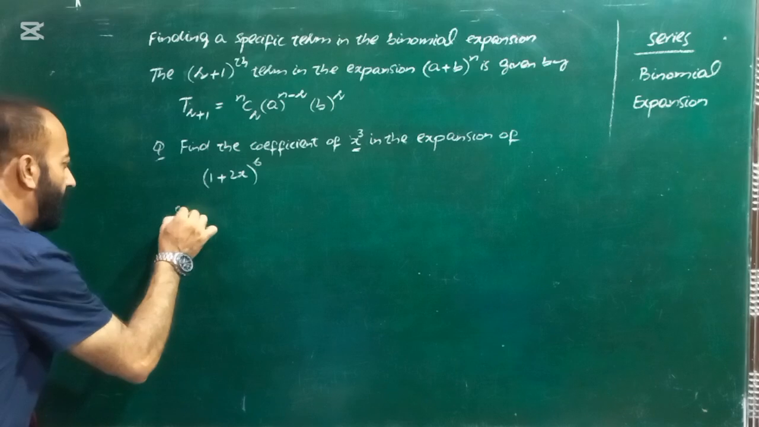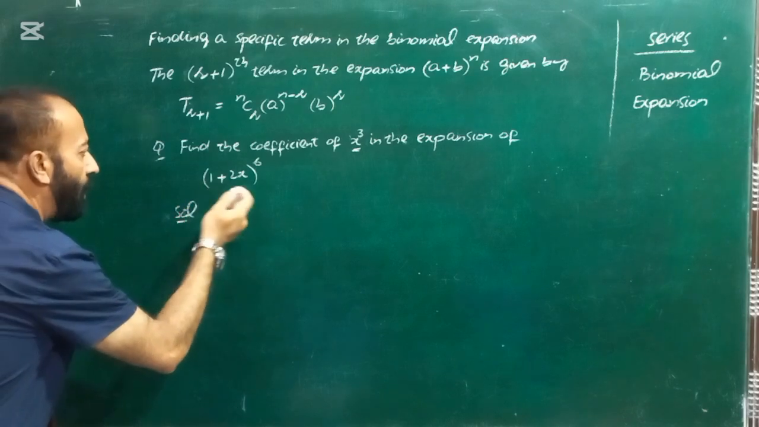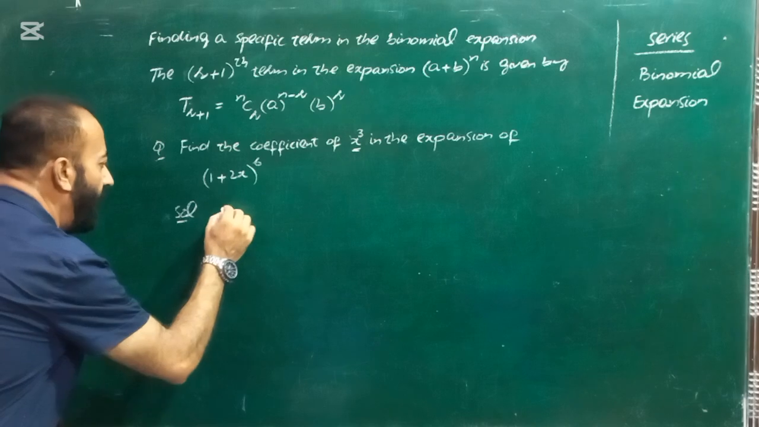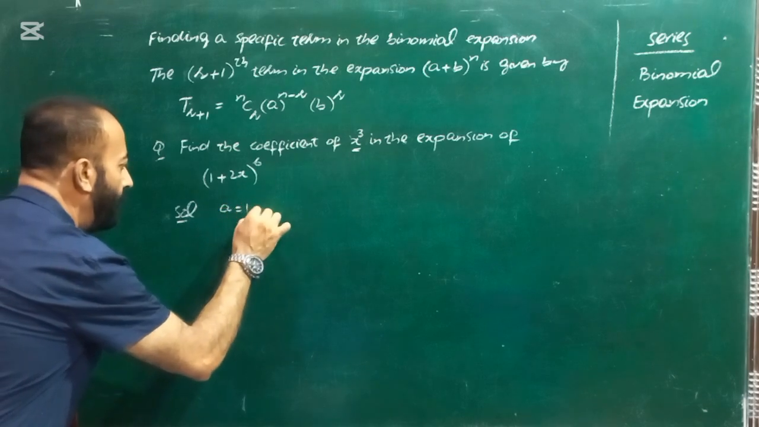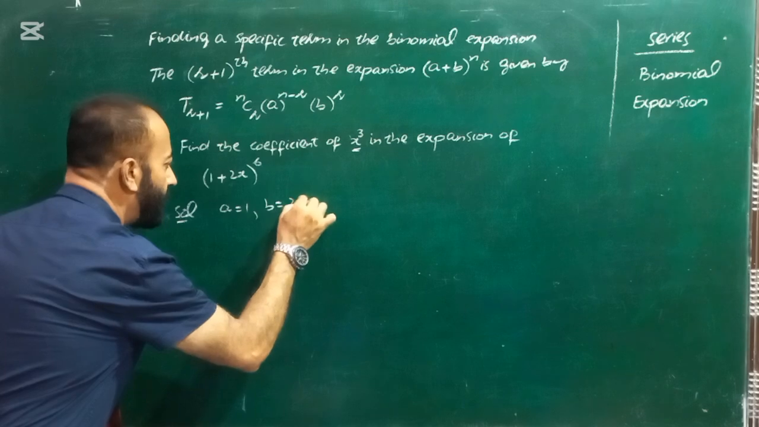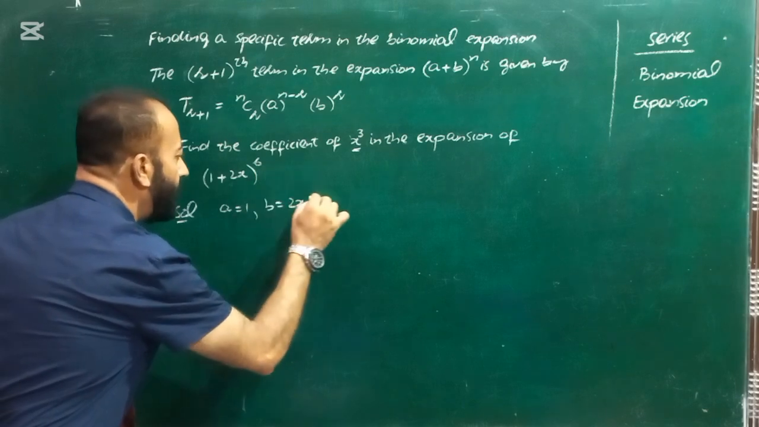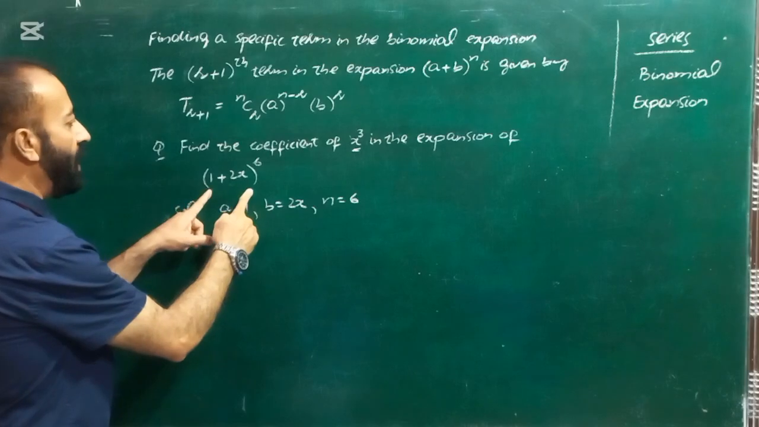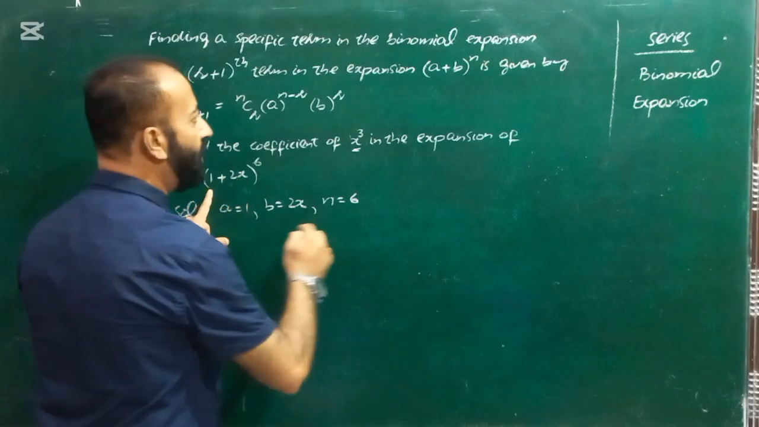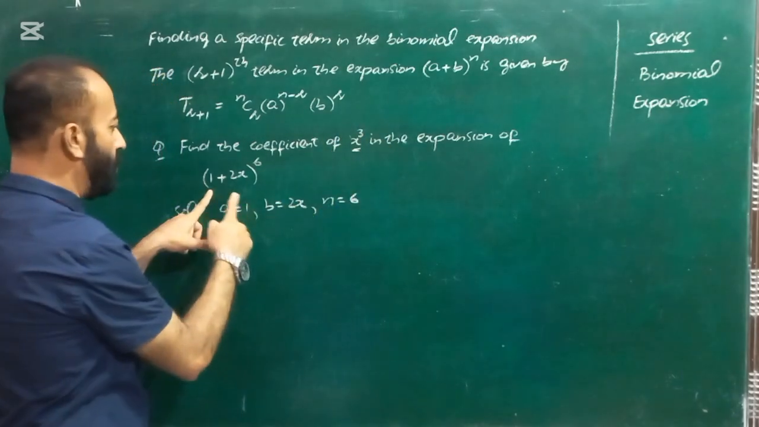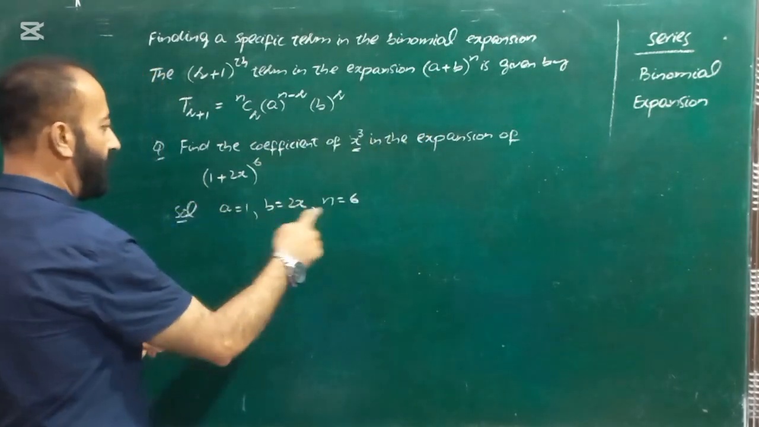So look now, here is the solution. So from the equation, we can see a is equal to 1, b is equal to 2x, and n is equal to 6. So actually we have compared this expansion with this one. a is 1, b is 2x, and n is 6.